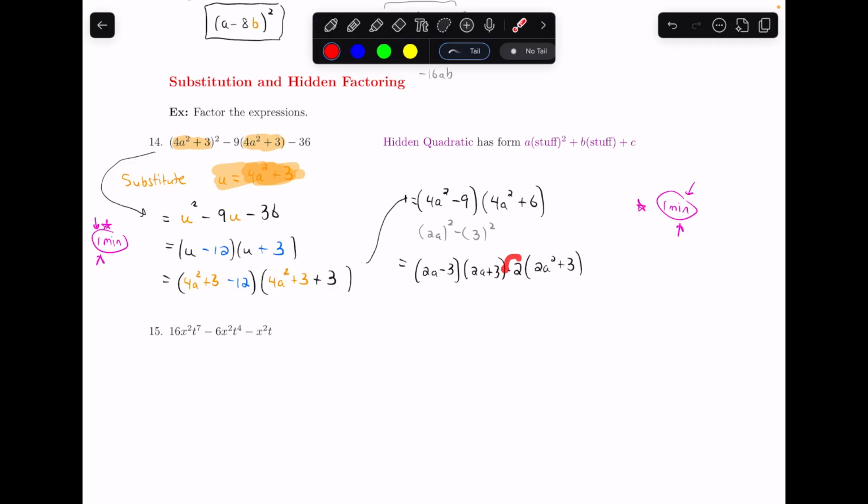Stylistically, when I factor out a constant like this, it's nicer to write it all the way in the front. Because if I'm multiplying this times this times this times this, it doesn't matter the order in which I write all those terms. So let's move the 2 to the front. 2 times (2a − 3) times (2a + 3), and finally times (2a² + 3). And that's as far as I can take it.